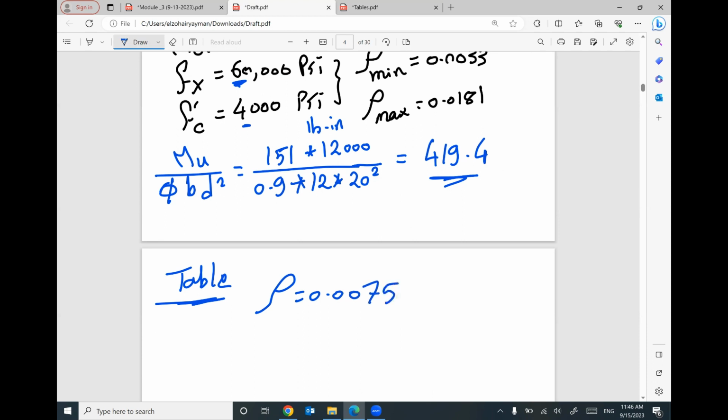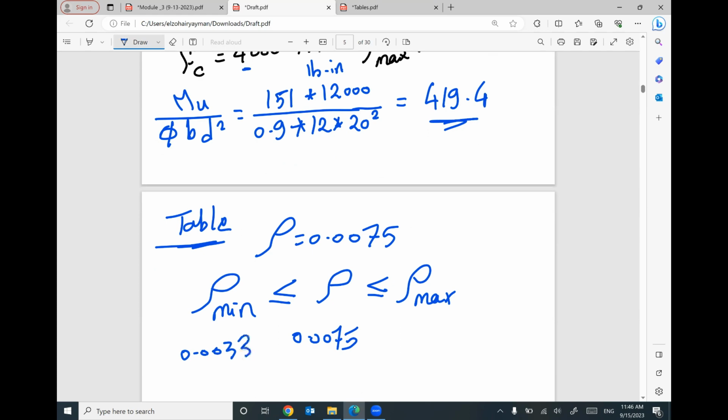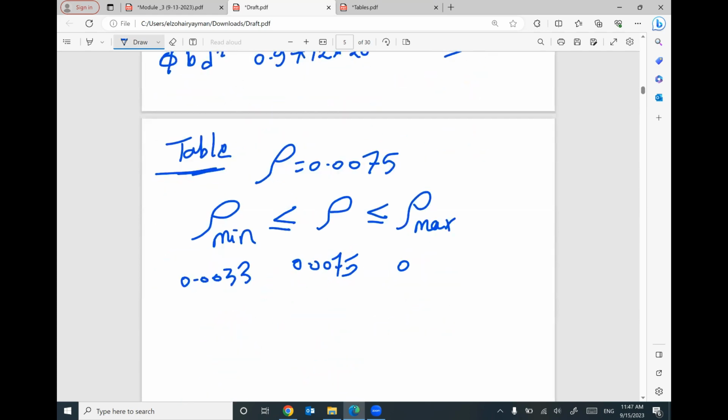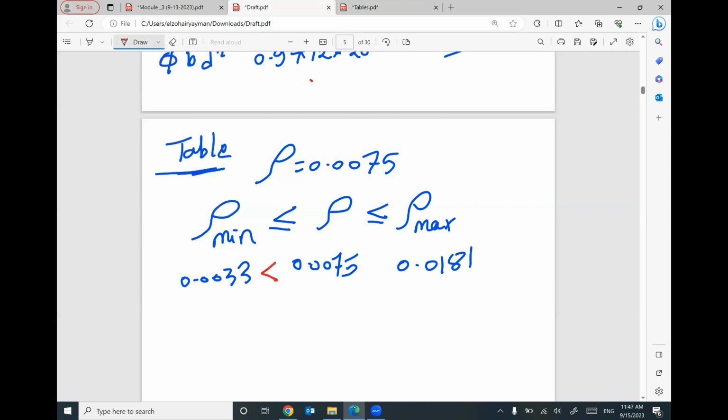I need to make sure your rho is greater than or equal to rho minimum and smaller than or equal to rho maximum. Go ahead and put your numbers. 0.0075. This one was 0.0033. This one was 0.0181. Yes, my rho from the table is greater than rho minimum and smaller than rho maximum. It's okay.